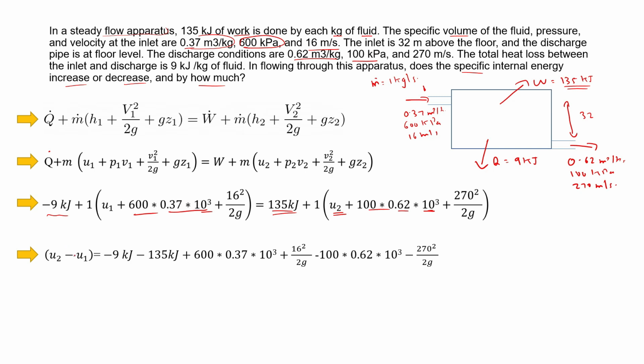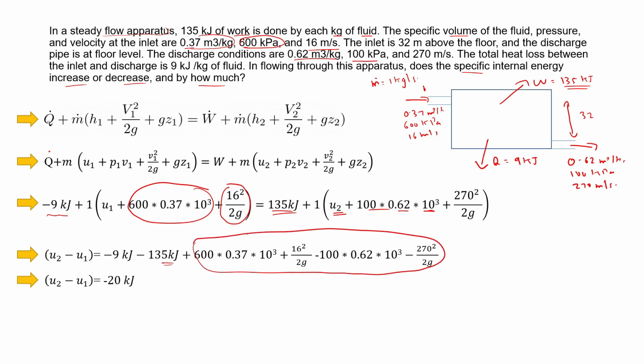If you solve this, you will get minus 9. I have written kilojoule because we are calculating here; these are all in joules. So minus 9 kilojoule minus 135 kilojoule plus this quantity is equal to U2 minus U1, which is equal to minus 20 kilojoule. You can convert this in terms of kilojoule. So on solving that, you will get minus 20 kilojoule. So you can see that internal energy decreases by 20 kilojoule.